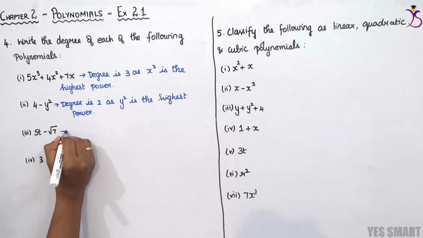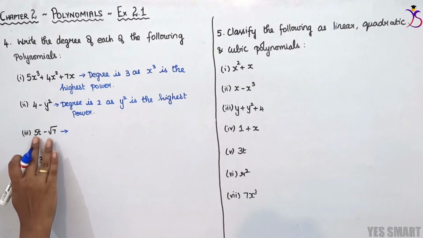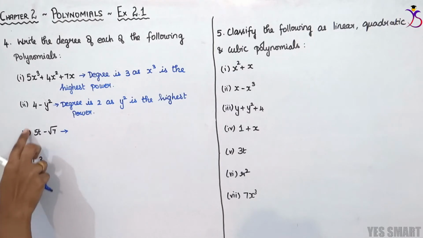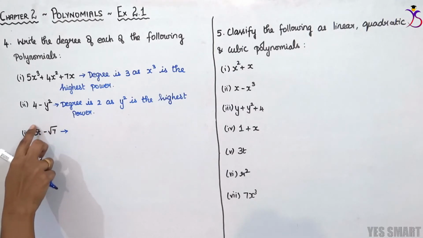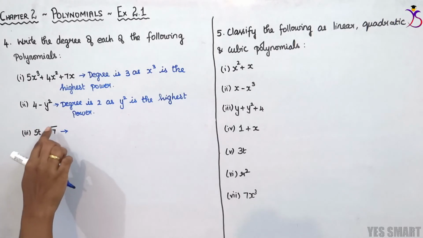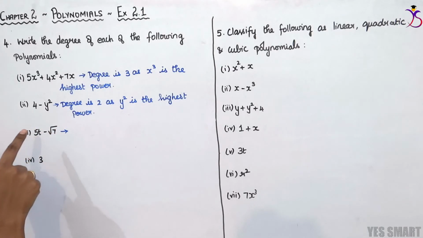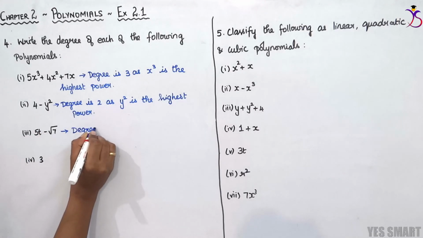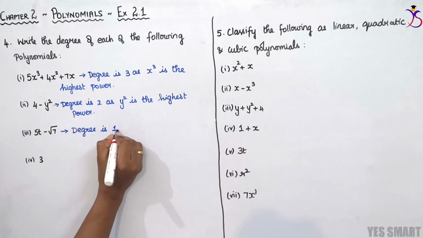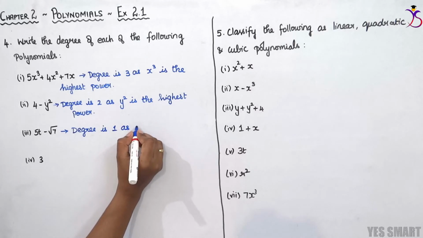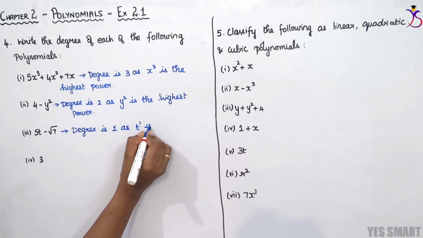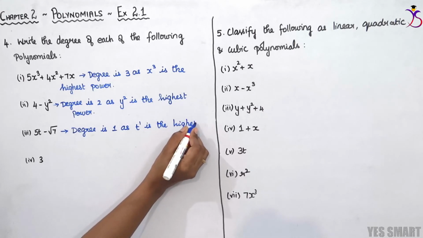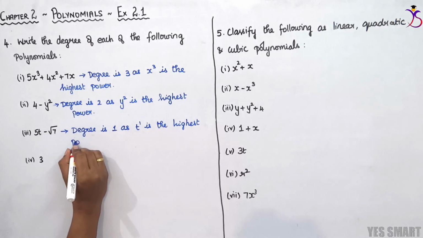Third subdivision, the variable we have is t. The power of the variable is 1. We don't have any other variable to compare. Therefore, the degree is 1, as t power 1 is the highest power.